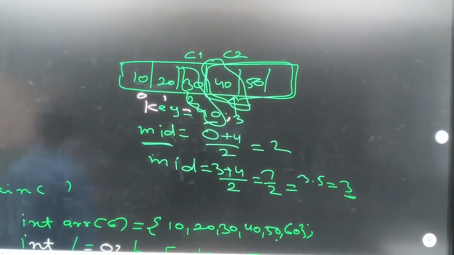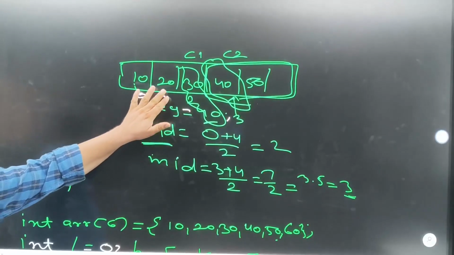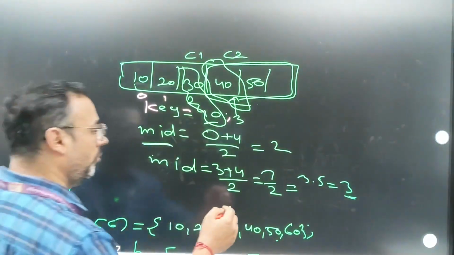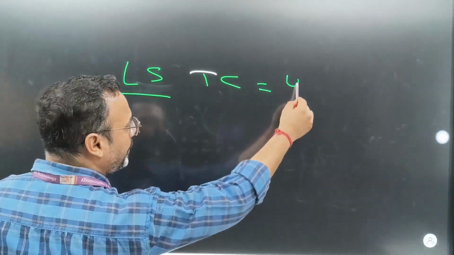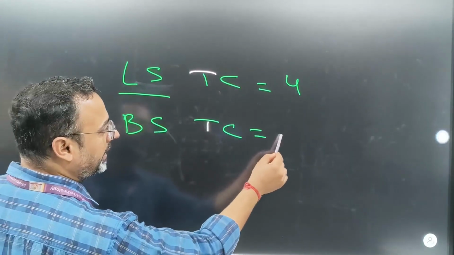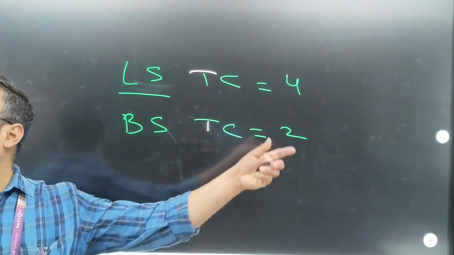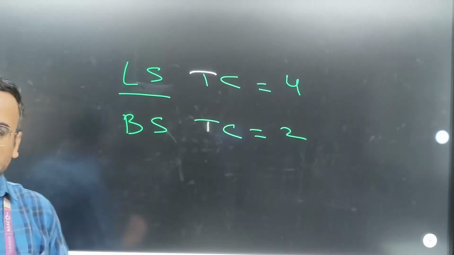So in two comparisons we can find the value. But if I am talking about linear search, we have to compare the 40 with the 10, the 40 with the 20, the 40 with the 30, and the 40 with the 40. So in linear search the total number of comparisons will be 4. If I talk about binary search, the total number of comparisons is 2. So in that case our binary search is better than the linear search.